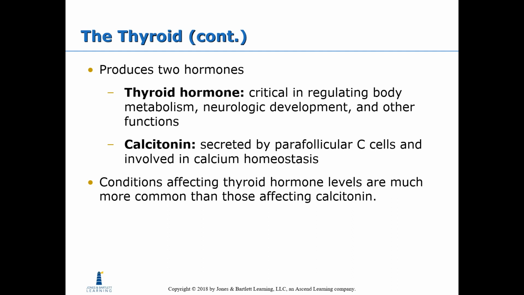Calcitonin opposes parathyroid hormone. So I just talked about how parathyroid hormone causes bone resorption. Calcitonin is going to cause bone deposit. So that's going to decrease blood calcium levels by allowing calcium to enter into the bone. Conditions affecting thyroid hormone levels are much more common than those affecting calcitonin.